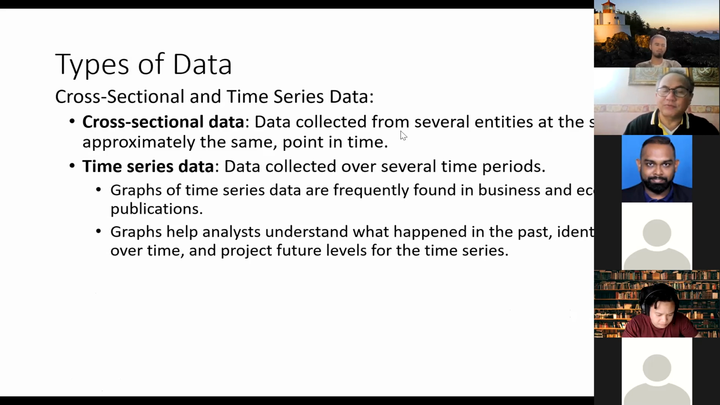There are two types of data, which are cross-sectional and time series data. Cross-sectional data are data collected from several entities at the same time, meaning it is not over time. At the same point of time, you take from several entities or several departments or several units or several companies. That is called cross-sectional data.